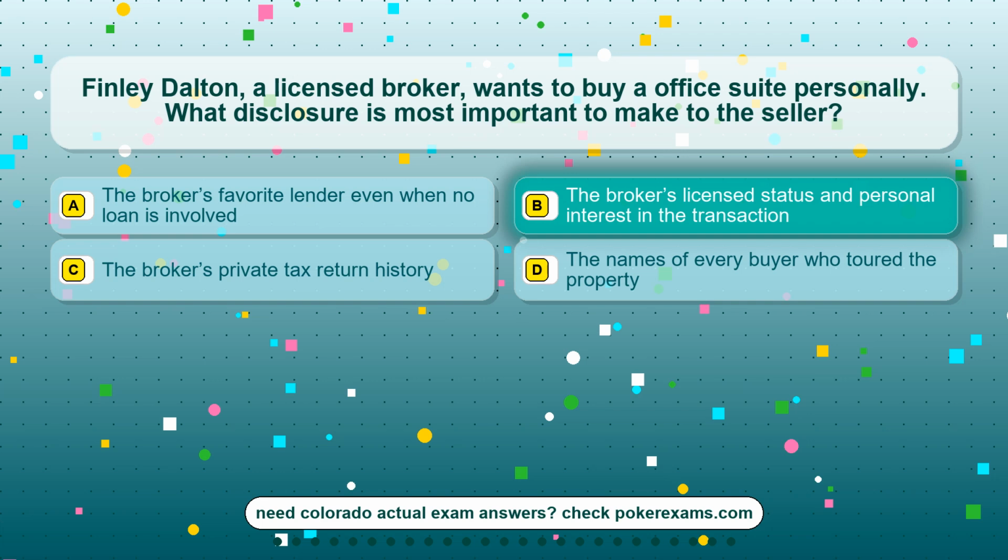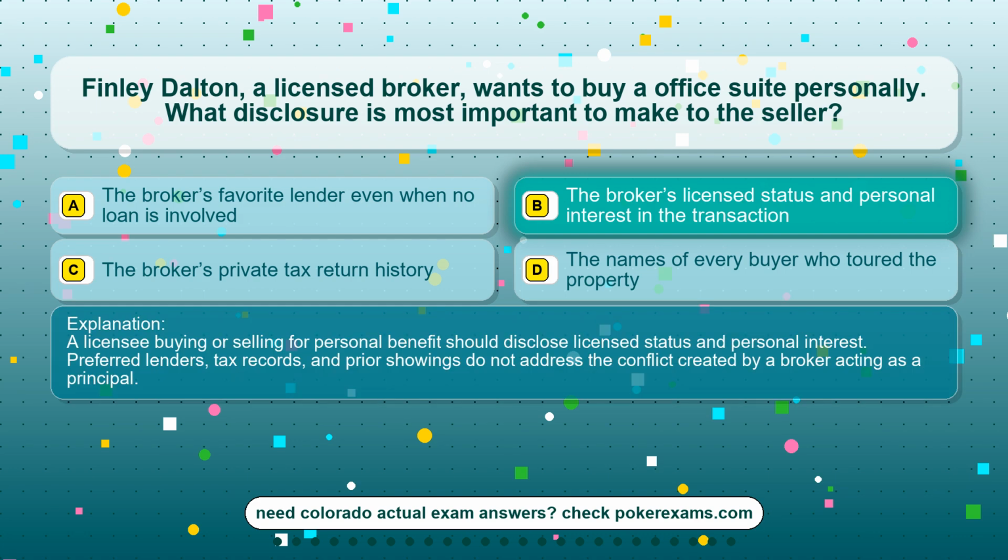The correct answer is option B. The broker's licensed status and personal interest in the transaction. A licensee buying or selling for personal benefit should disclose licensed status and personal interest. Preferred lenders, tax records, and prior showings do not address the conflict created by a broker acting as a principal.